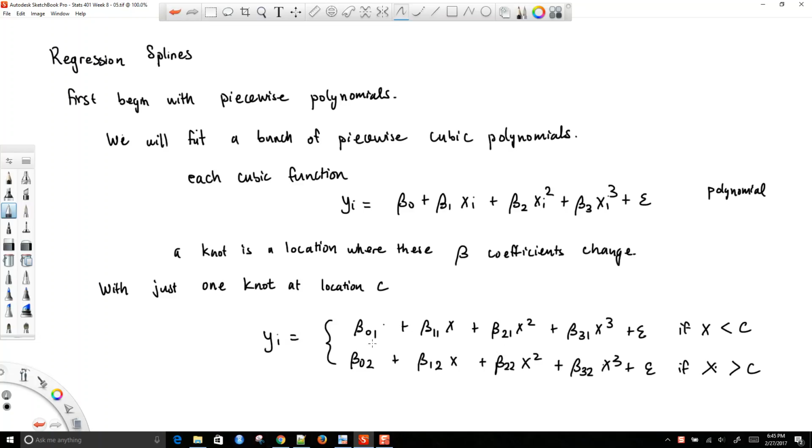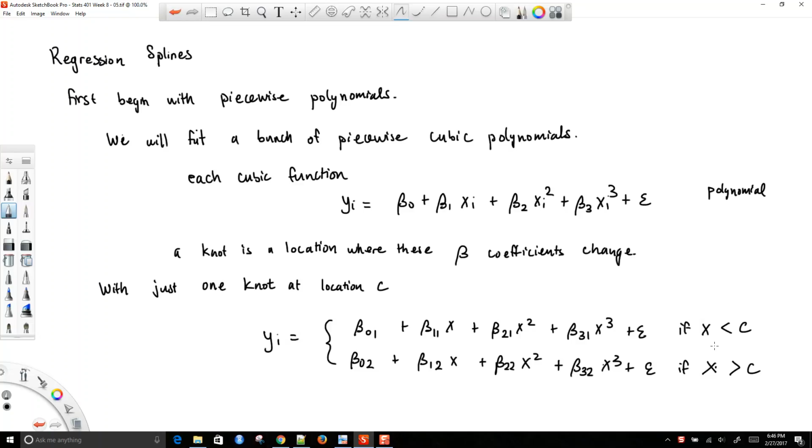Okay, so this is all we're doing. We're using the same x's. It's just that our beta coefficients change at the point when x crosses that knot C. Now, if we fit our data to this, you're basically just drawing a line at C, and then fitting a cubic polynomial over here, and you've got different data over here, and you're fitting a cubic polynomial over here. That's kind of how it goes.